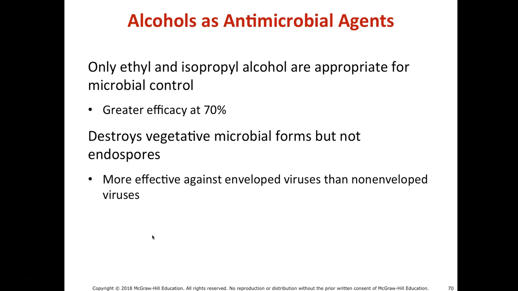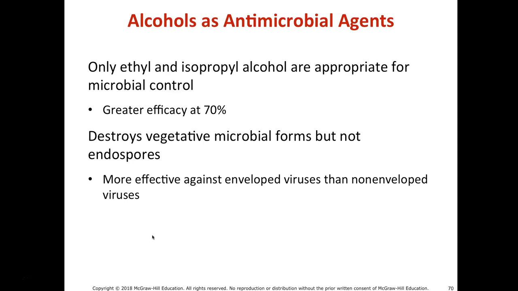So our alcohols, the ones we'll be discussing, are really ethyl and isopropyl alcohol. They're both used for microbial control, and they are going to be the most efficient at around 70%. Both of these types of alcohols are going to be microbicidal, and we'll see that they're more effective for enveloped viruses versus our non-enveloped viruses, which makes sense because the non-enveloped ones are more resistant.